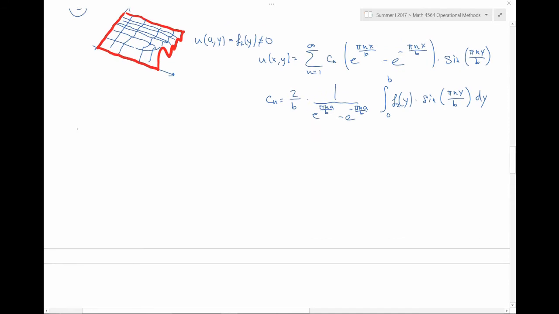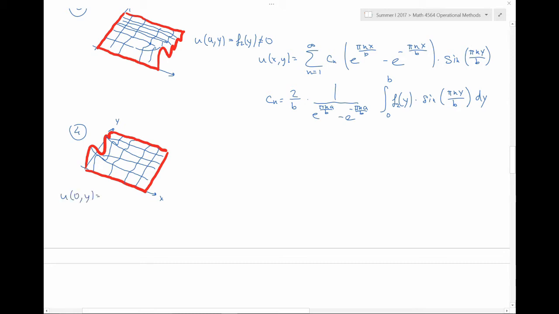And then the last case, when we have a non-zero boundary at x equals 0. So in this case we have that u at x equals 0, y equals g1 of y, and that's a non-zero function. U of x y will be the summation, just as before. Going to have exponential functions.